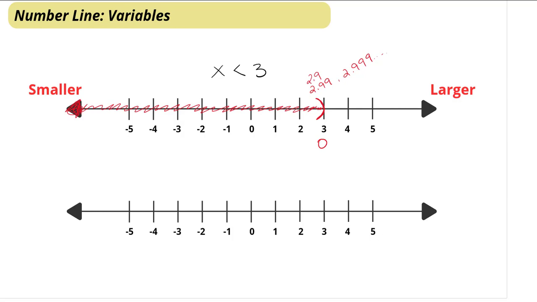Likewise, if we had x is greater than -2, well, if x is larger than -2, then all the numbers to the right of -2 would satisfy that inequality all the way out. But -2 is excluded, so we can use the open circle or the parentheses that opens towards all of the answers.